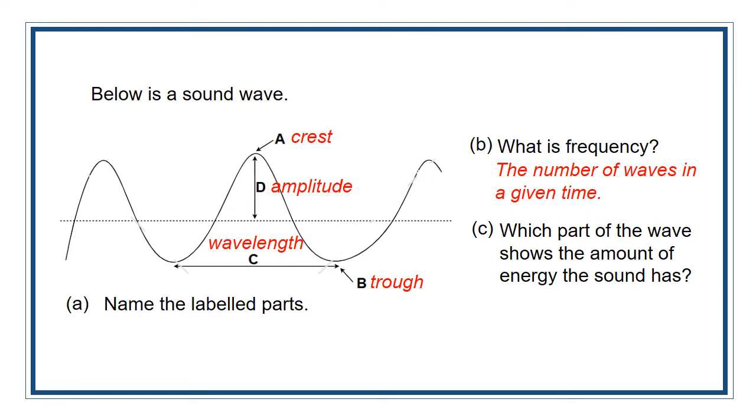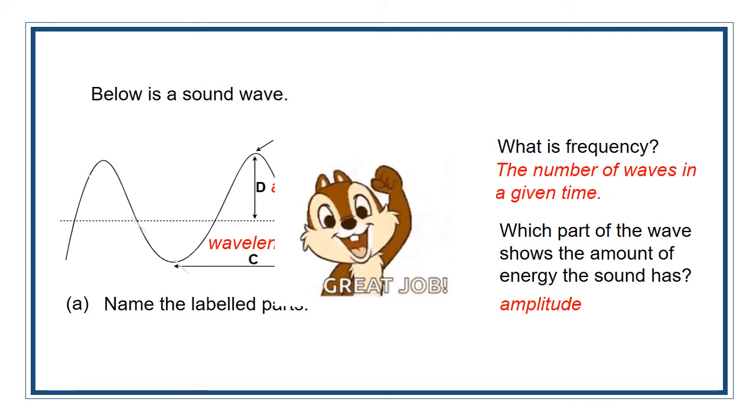Then for letter C, which part of the wave shows the amount of energy the sound has? Is it the crest, the amplitude, the wavelength, or the trough? The answer is the amplitude. The amplitude, which is the height of the wave, shows us the amount of energy the sound has. Did you get all the answers correct? If yes, then again you are doing a good job.